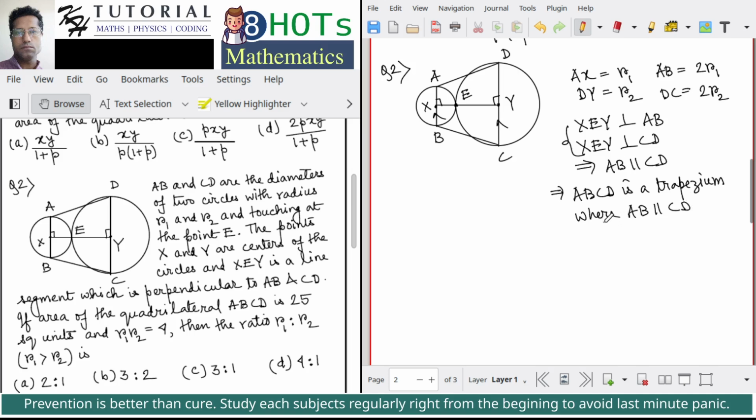These are the two parallel sides, and the height of this trapezium ABCD, denoted by the small h, will be equal to the length of the segment XEY, which is equal to XE plus EY. Now what is XE? XE is nothing but the radius of the smaller circle R1, and EY is nothing but the radius of the bigger circle R2. So the height of the trapezium is R1 plus R2. ABCD is a trapezium where AB is parallel to CD, and XEY is the height, where AB is equal to twice R1 and DC is equal to twice R2. So we have the lengths of the two parallel sides of the trapezium ABCD, and the height is R1 plus R2.